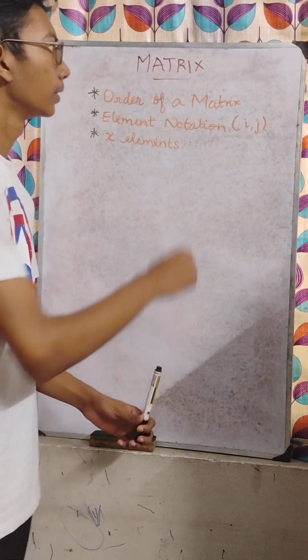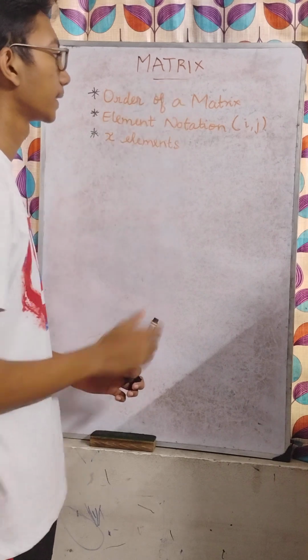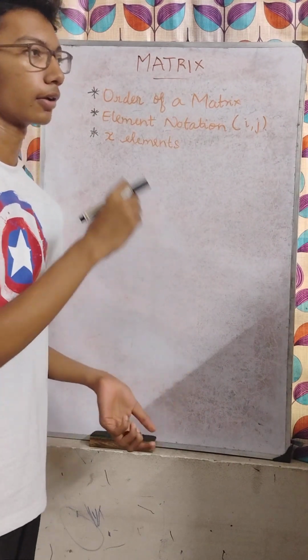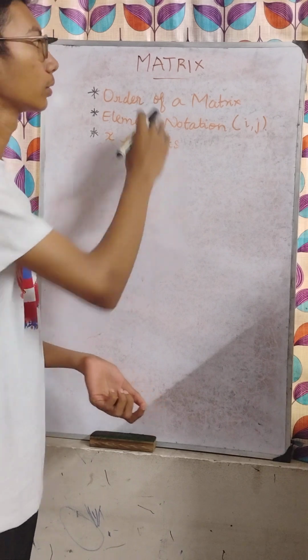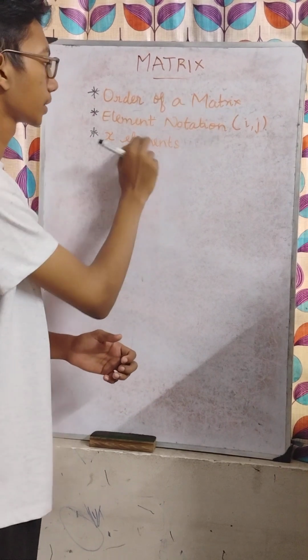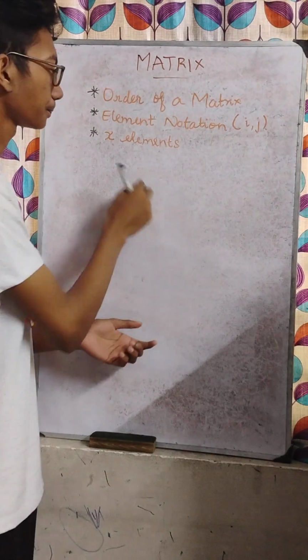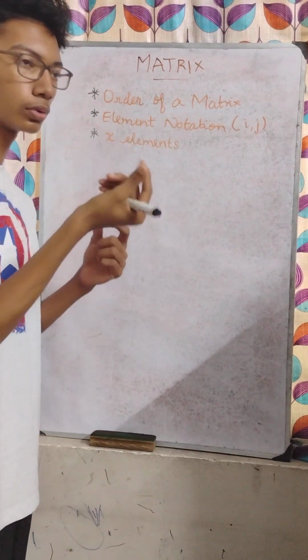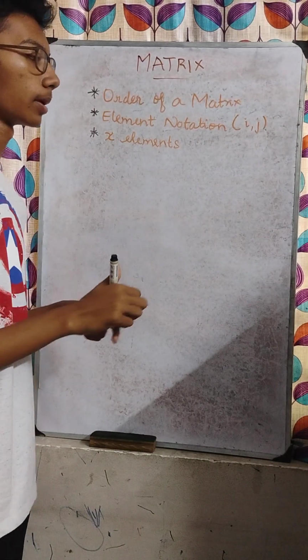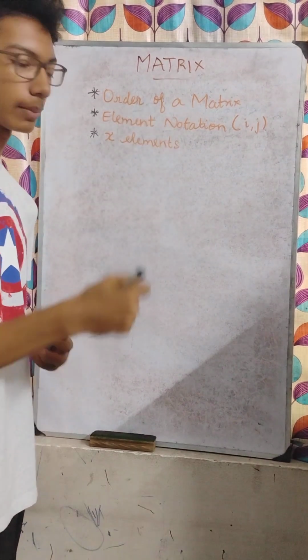In this video, we have a concept called matrix. This is a very huge concept. So this is a very basic thing we need to know to learn about matrix. So we will see the order of a matrix, the element notation, that is how to describe every element in a matrix. Then a little problem we'll have. So first, what is a matrix?